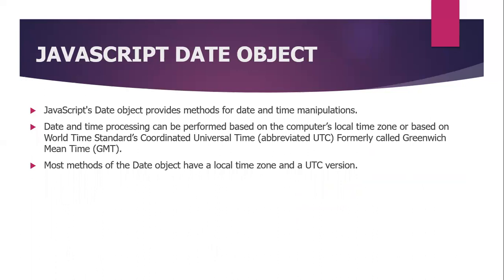Date method. JavaScript date objects have methods for date and time manipulation. Date and time manipulation can be performed based on the computer's local time zone or based on world time, Greenwich Mean Time. Most methods of date objects have a local time zone and a UTC version.